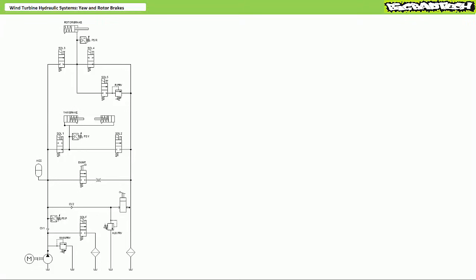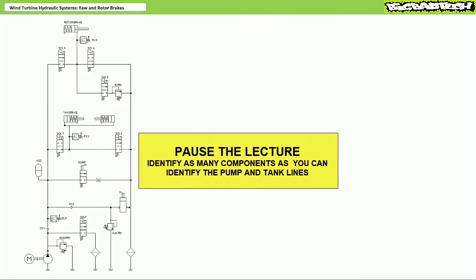Let's now take a look at a simplified representation of a hydraulic yaw and rotor brake. As with identifying a smaller system inside a larger schematic, there's a couple stages I like to use when it comes time to determine how the subsystem, once identified, actually works. Before we dive into the operational theory, it's a recommended practice to first identify as many individual components as you can and recognize the pressure and tank lines. If you're up to the task, by all means, pause the lecture and see if you can identify each component in the system and determine the pressure and tank lines.